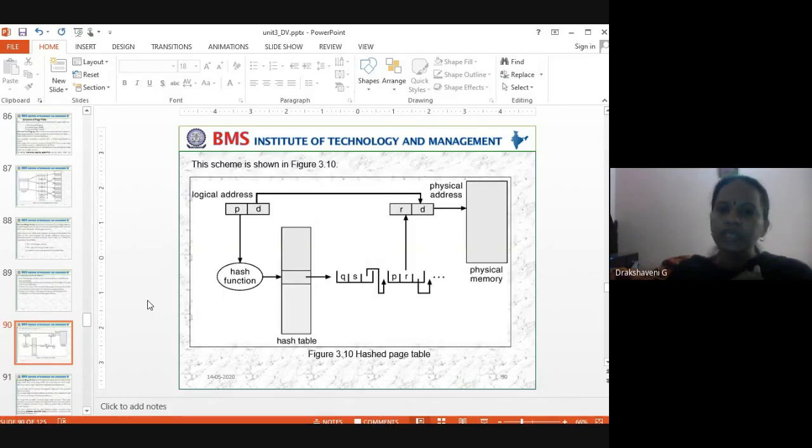Here you can see the scheme, showing the logical address and physical address. The hash function is there, and the hash table. Here you can see QS, that is one linked list node. Next, PR is one more node. After one node is attached, the next node is attached to it. Like this, it keeps adding to the linked list.